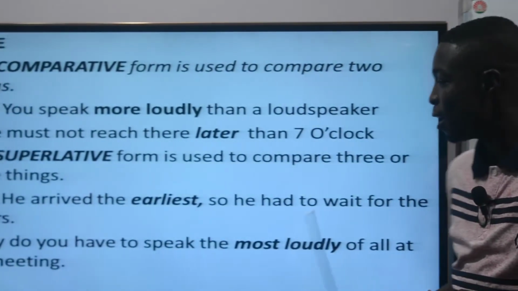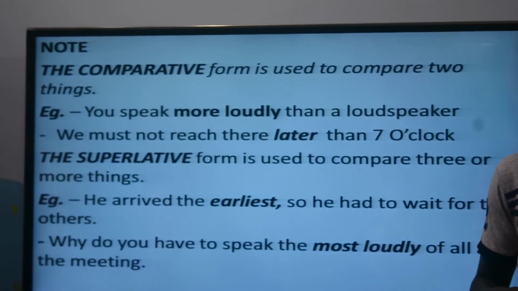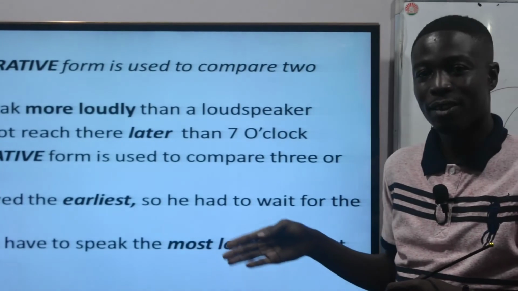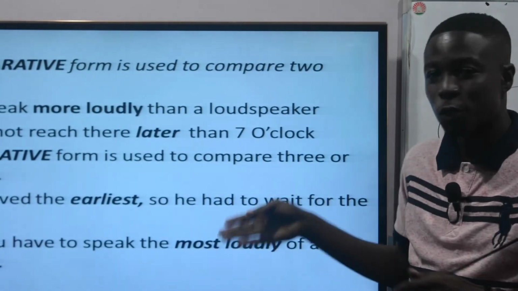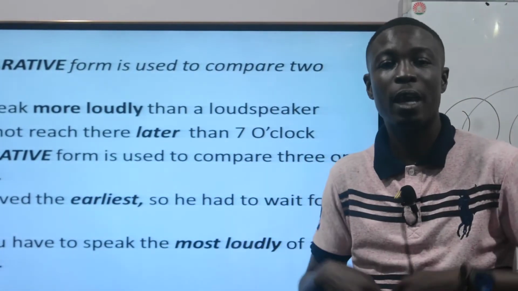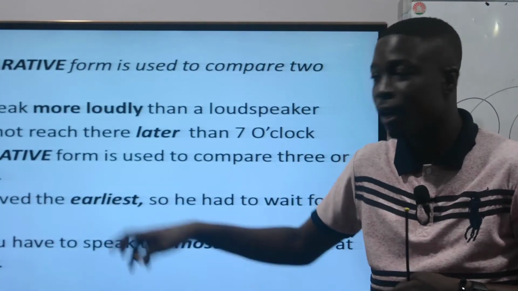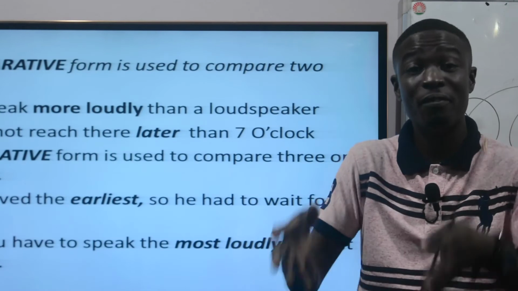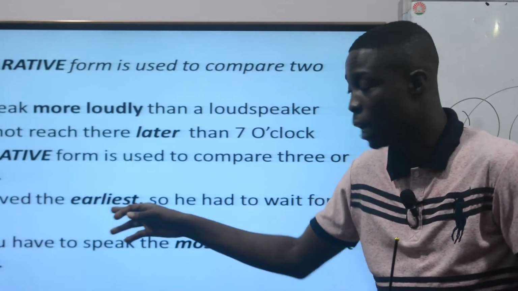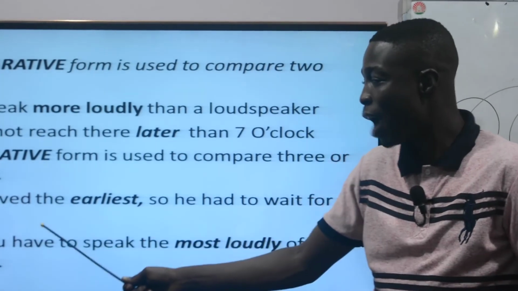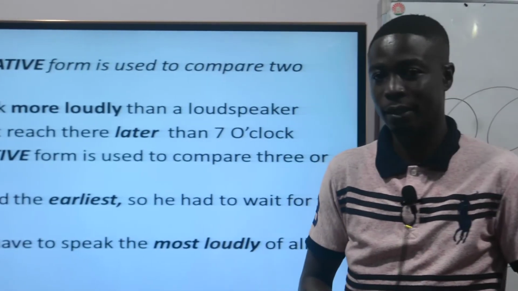In this particular sentence, we can assume that there are plenty of people going to meet, but only he got there earliest or got there first. That is why we are using earliest. So, he arrived there earliest.